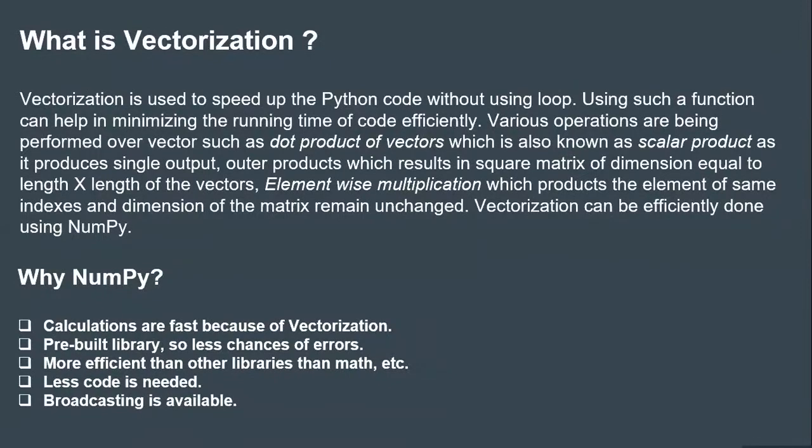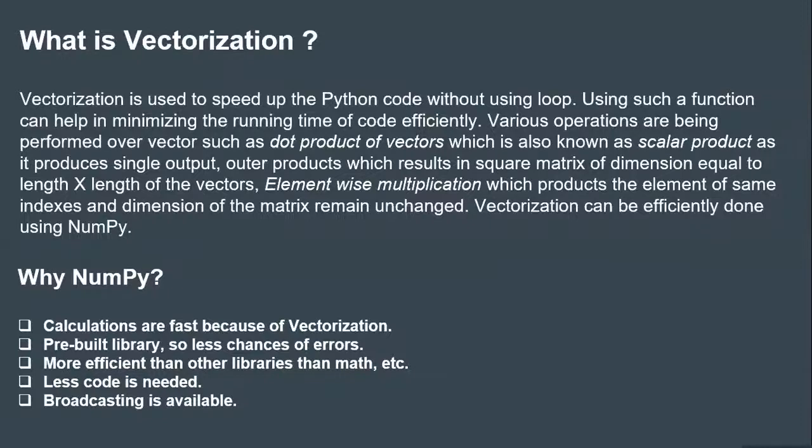Various operations are performed over vectors such as the dot product of vectors, which is also known as scalar product, as it produces a single output; outer products, which result in a square matrix of dimension equal to the length of the vectors; and element wise multiplication, which multiplies the elements of the same indexes, and the dimension of the matrix remains unchanged. Vectorization can be efficiently done using NumPy.